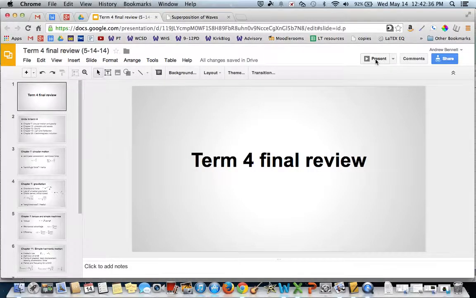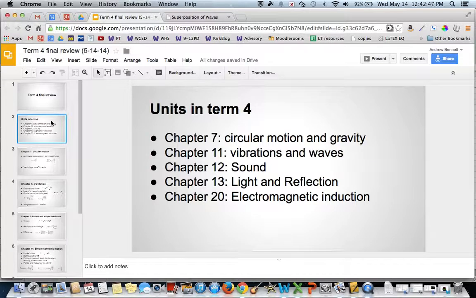Welcome everybody. I'm going to take a look at just a refresher on what we did in all of Term 4 here. So Term 4 included Chapter 7, 11, 12, 13, and 20. We started with circular motion. We did the momentum stuff in the previous chapter, so that won't be on this assessment.